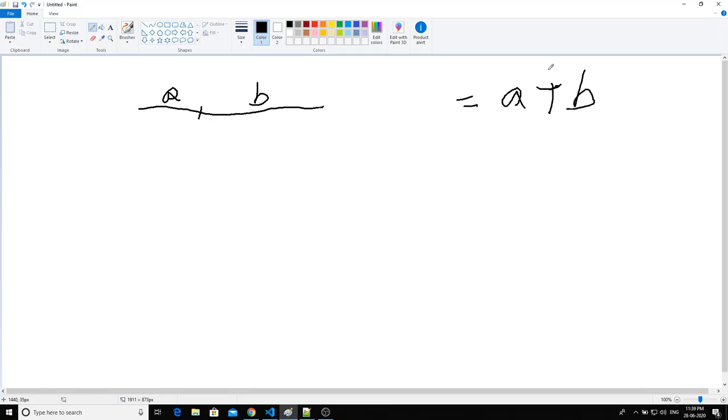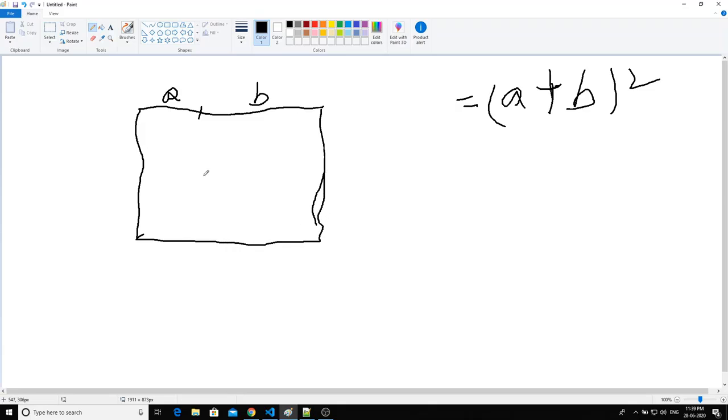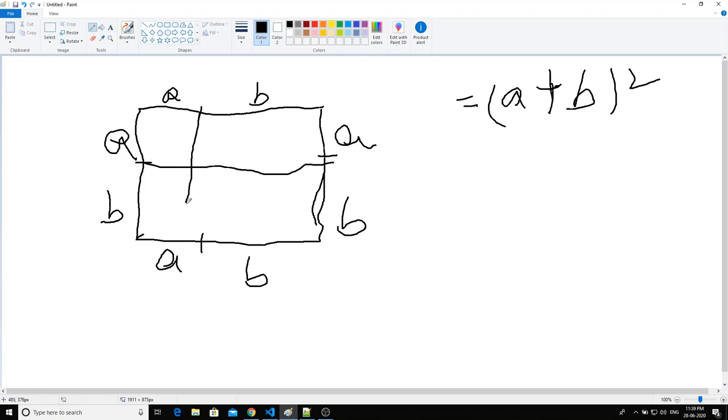This is common, everybody knows about this one. Now we need to know about the square of a plus b. Let's draw the square. Assume that this one is a square. Now we mark the points on this side also, exactly a and b. Same here, we mark a and b, and exactly here a, and this one is b. Now just draw the line from here to here and from here to here.